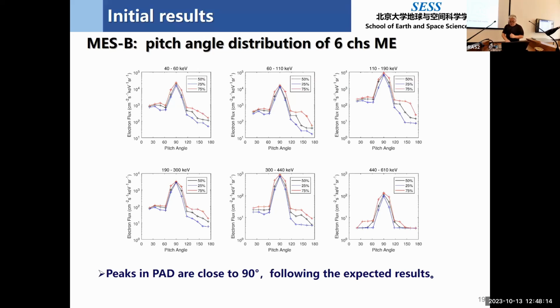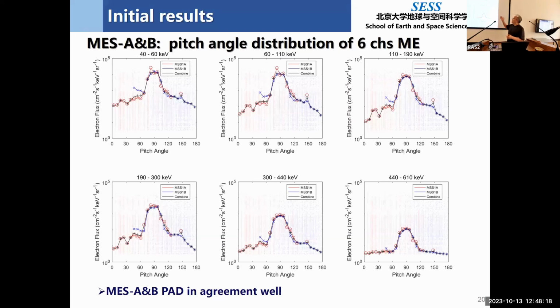This one is for B, but the pitch angle coverage is different. If we put them together, we can see the pitch angle for these two satellites is very close. That means if we have these two satellites' observations, we have very good coverage of the pitch angle distribution and very high pitch angle resolution.